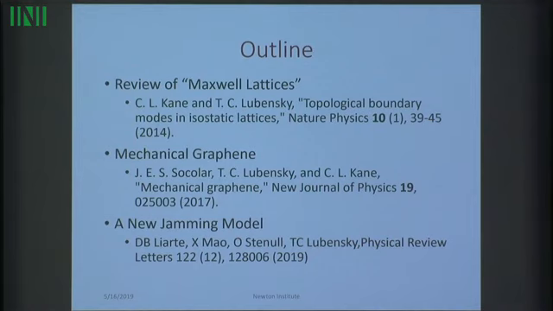So what I'm going to do is review a little bit of the Maxwell lattice stuff that you've heard referred to, and then go to the mechanical graphene. And if there's time at the end, I will talk about a model of jamming on a lattice that analytically predicts the jump in the bulk modulus when you hit the jamming point and the continuous growth of the shear modulus, which we can do with effective medium theory. It's the first model that I know of where you can do that.